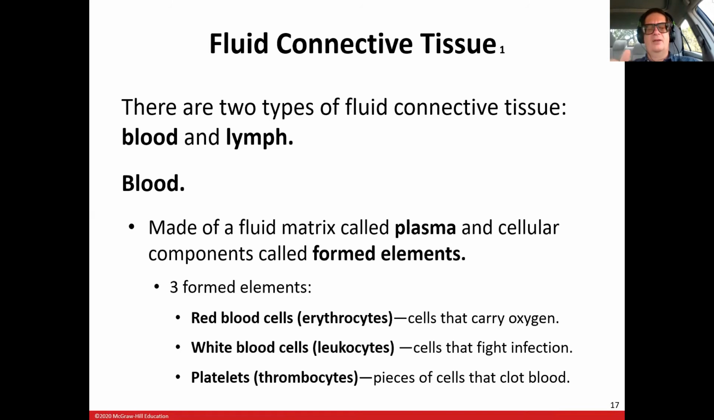Let's see, never let monkeys eat eosinophils and basophils. Anyway, those are the types of leukocytes. Now, platelets, thrombocytes, those are tiny little pieces of cells. They're not true cells by themselves, but they're a big part of clotting.